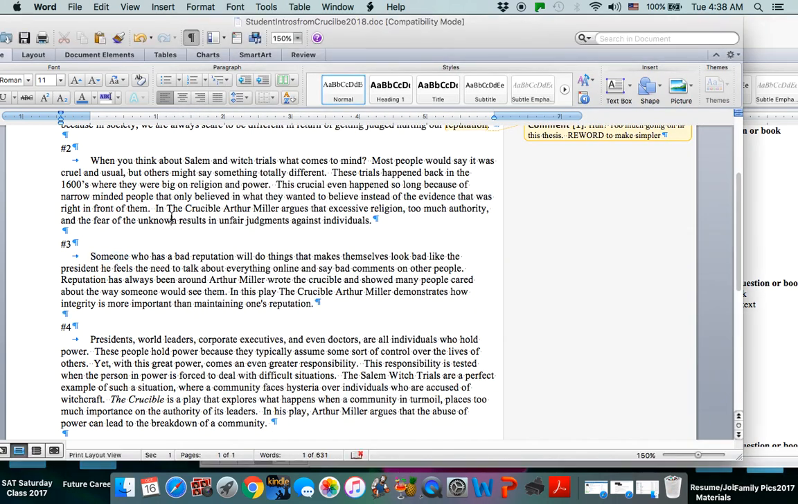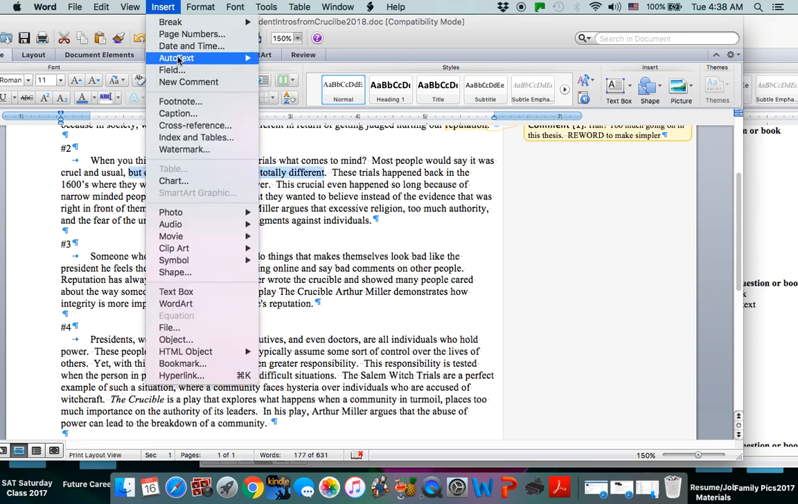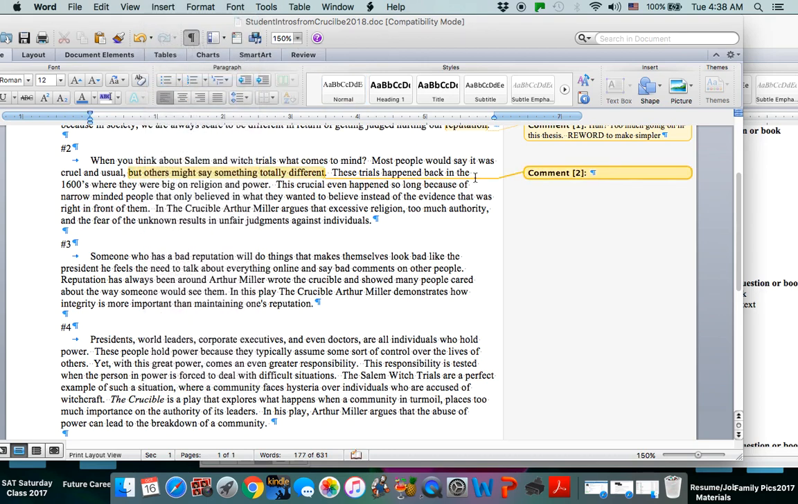All right. "When you think about Salem and witch trials, what comes to mind? Oh, I don't know. Most people would say it was cruel and unusual, but others might say something totally different." Right away, when I'm reading this, my first thought is, really? Like it was a good thing? Like they deserved to get hanged?